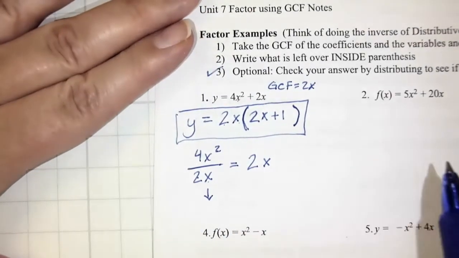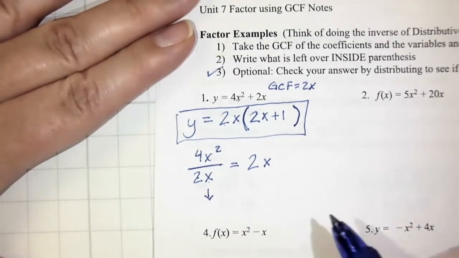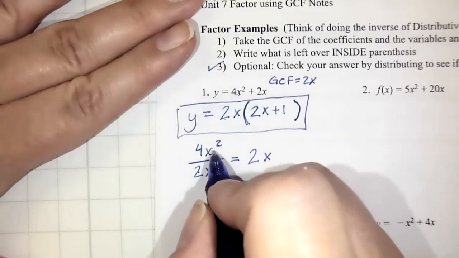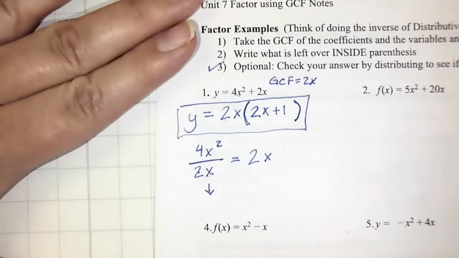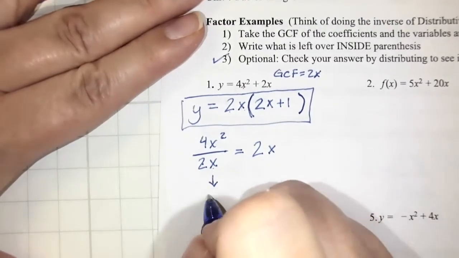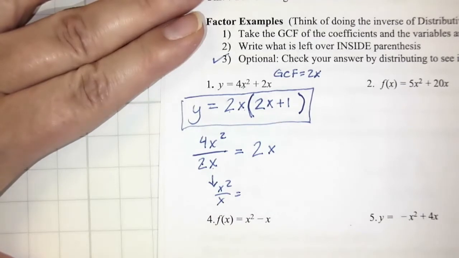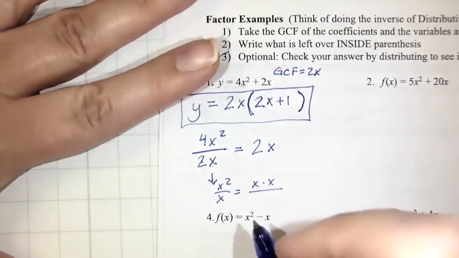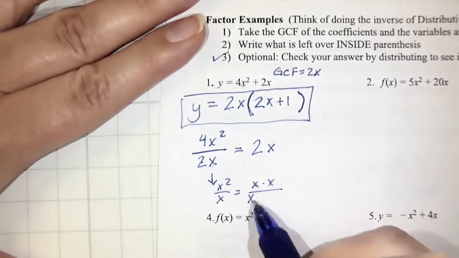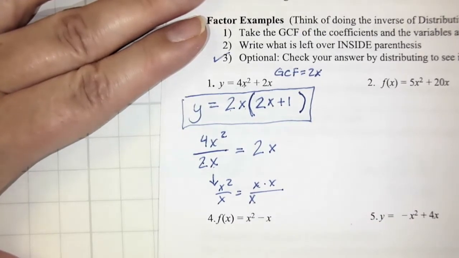4 divided by 2 is 2, no problem. But how does this work, that x squared divided by x is equal to x? Well, it looks like this. If you just look at the variable component of this division problem, x squared divided by x, well, what does x squared mean? It means x times x. And then I divide by x. So what's x divided by x? It's 1. X divided by x is 1, just like any number divided by itself is 1.